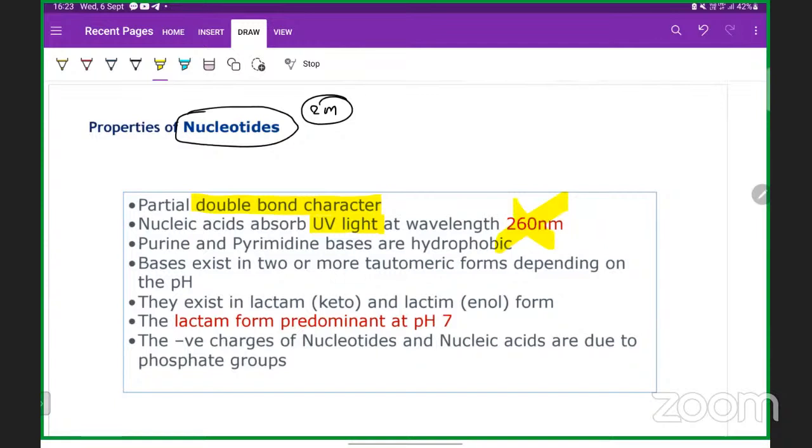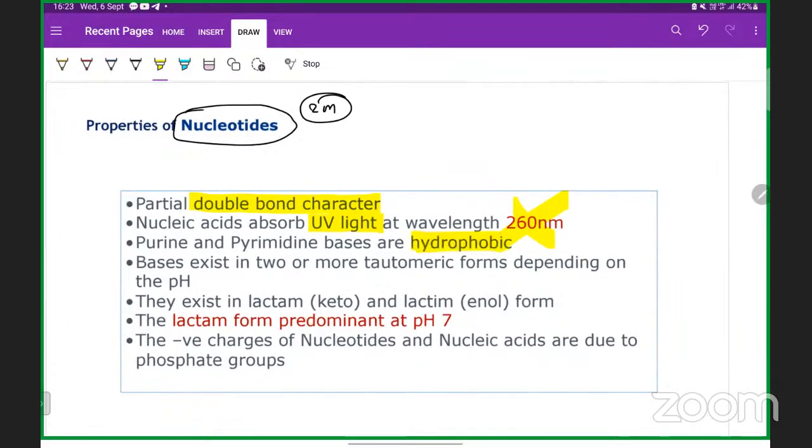And then you have your purine and pyrimidine. All these purines and pyrimidines are going to be hydrophobic in nature, and they form a lactam form predominantly.